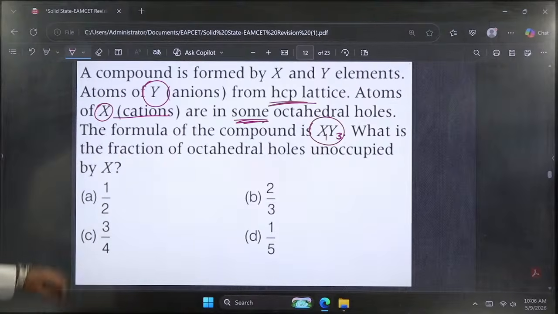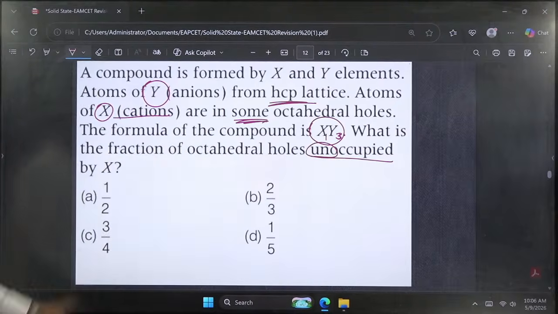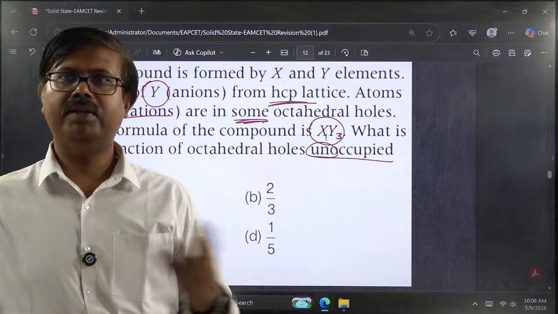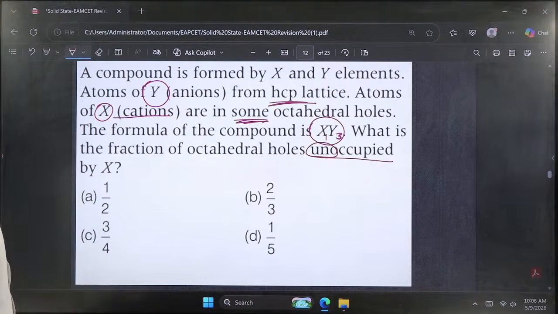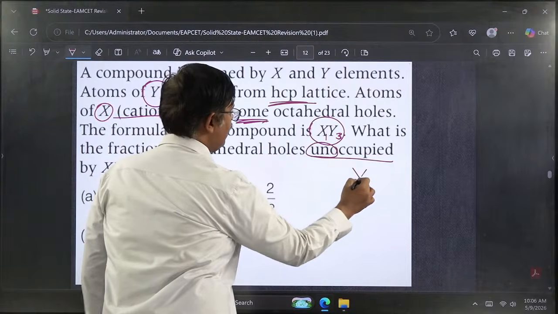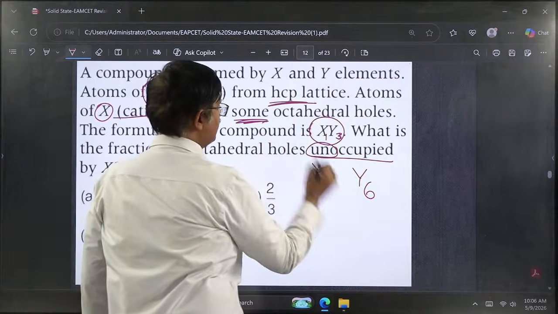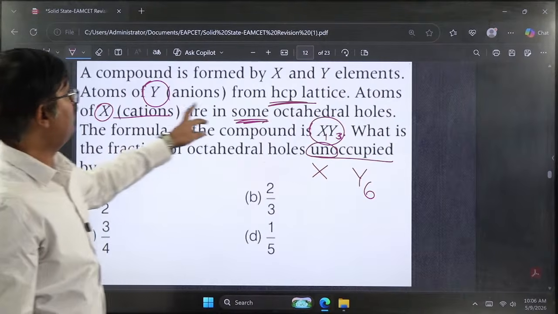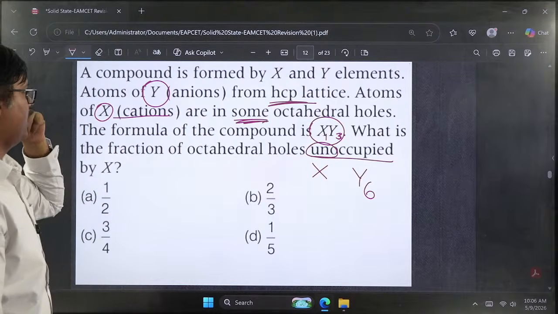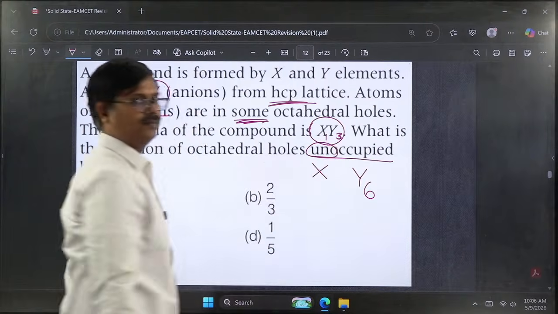What is the fraction of octahedral holes unoccupied they want by X. First we will find occupied, then we will subtract from 1, we will get the unoccupied fraction. So first of all, how much X is present? Y is given as 6 per unit cell. How many X will be there per unit cell? It is occupying octahedral holes, and we don't know how many. But they have given the formula. X is to Y should be 1 is to 3.